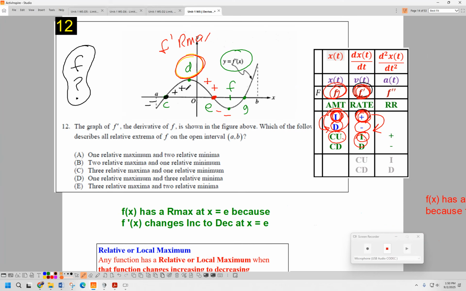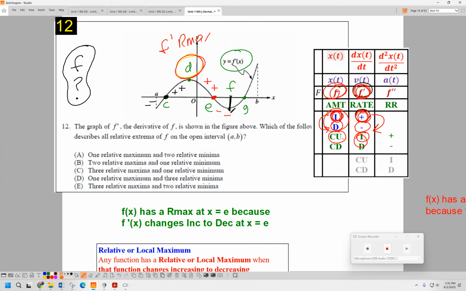Where does f prime have a relative minimum? Let's go, Sophie. Is it point F? So at point F, that's where f prime has a relative min, because that's where f prime changes decrease to increase. How many saw that one? Two more? Questions? We're good.